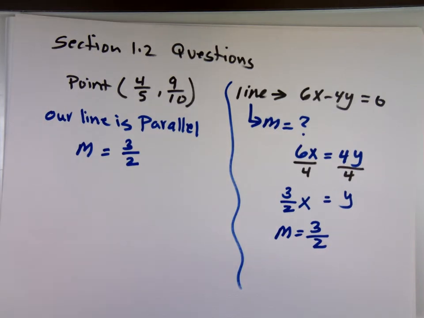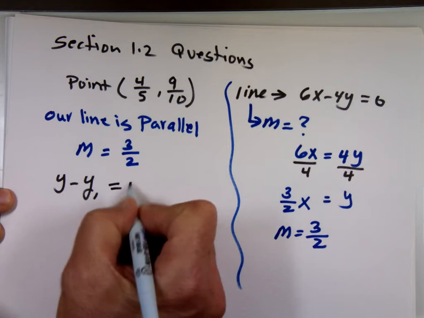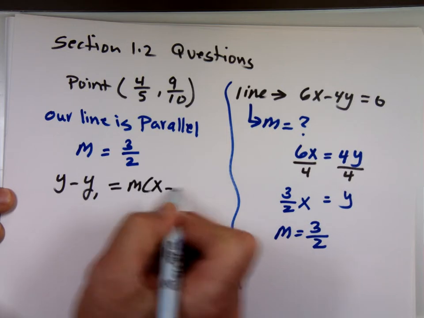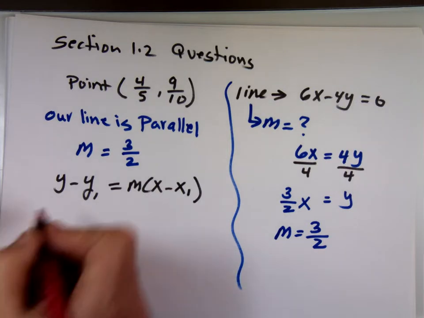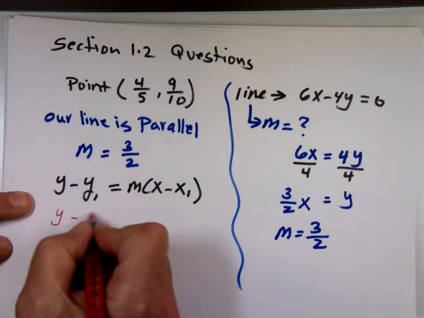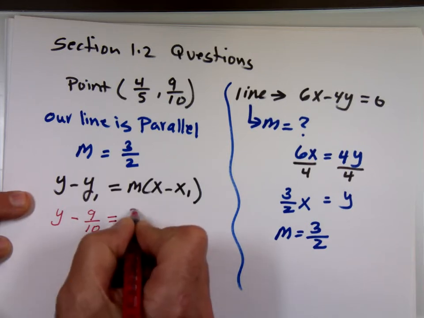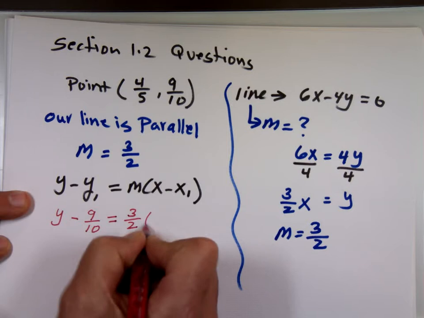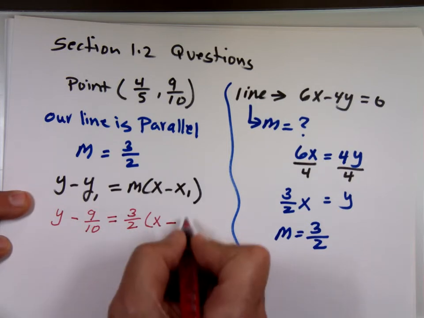And now to find the equation of the line, we use this equation. Y minus y sub 1 equals m times x minus x sub 1. Let's plug in the values for that. Y minus 9/10 equals m, which is 3/2, x minus 4/5.